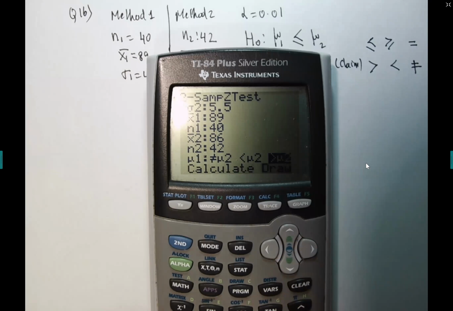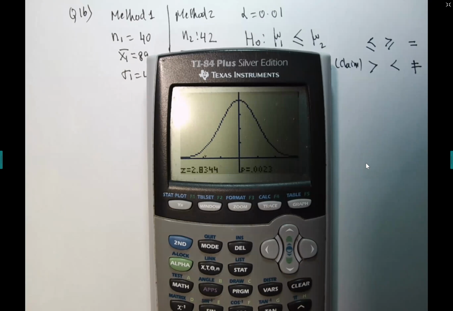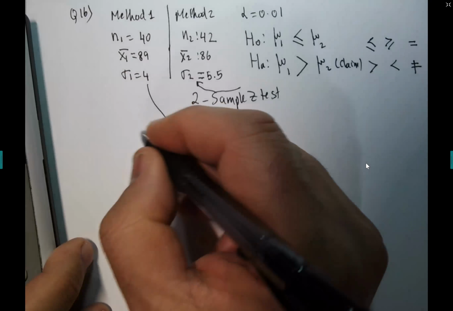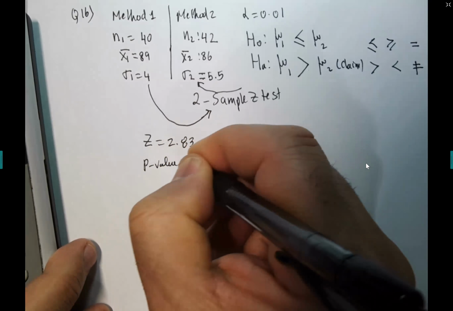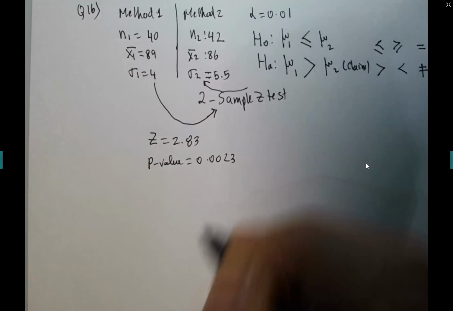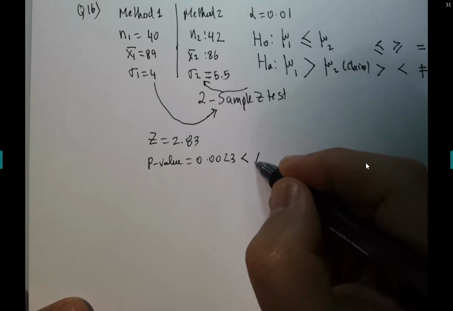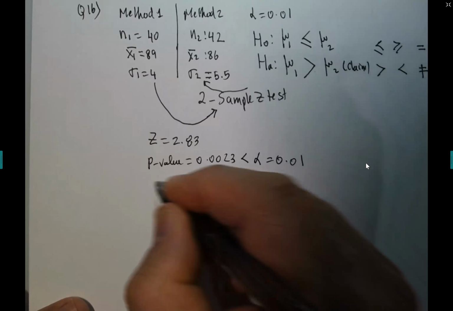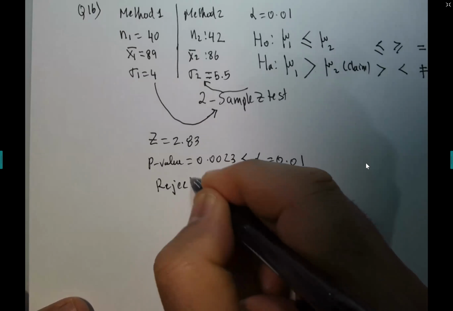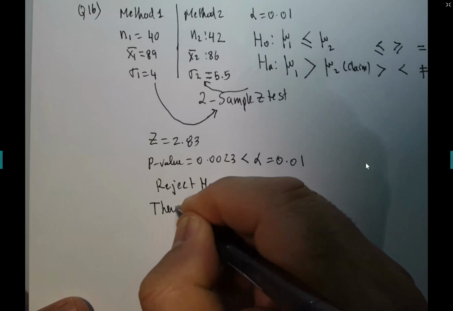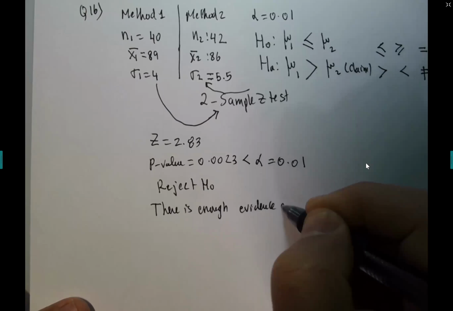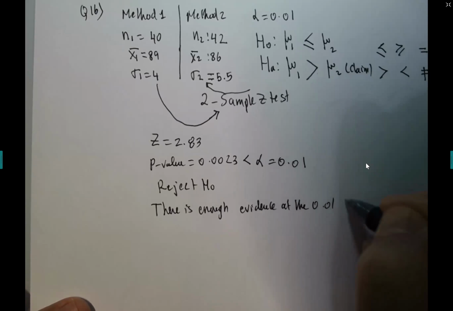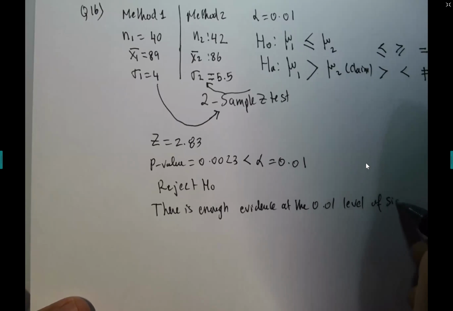Let's do a draw. We'll show you the p-value. So Z is 2.83. And the p-value is 0.0023, which is definitely less than alpha, guys. Reject H0. There is enough evidence at the 0.01 level of significance.